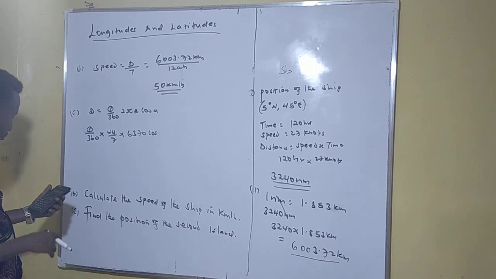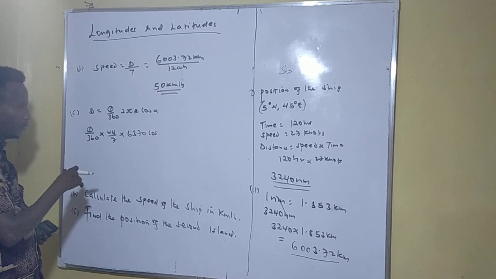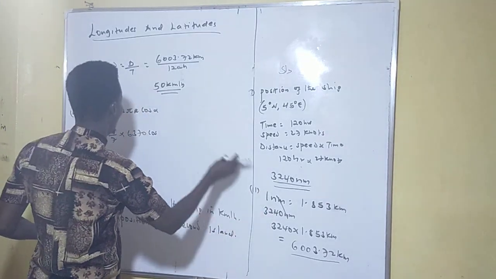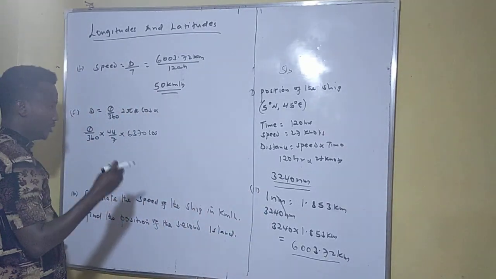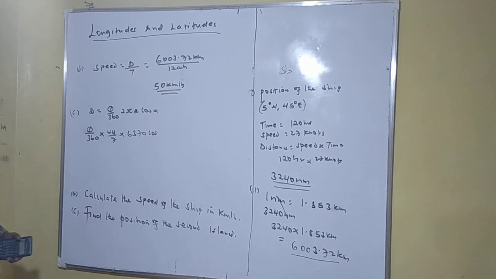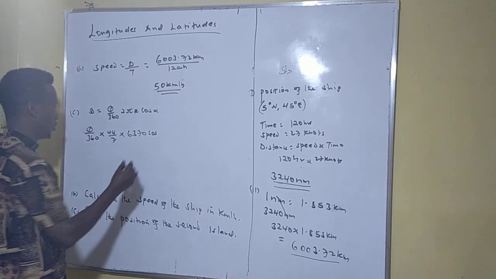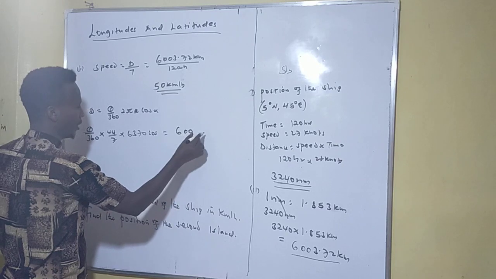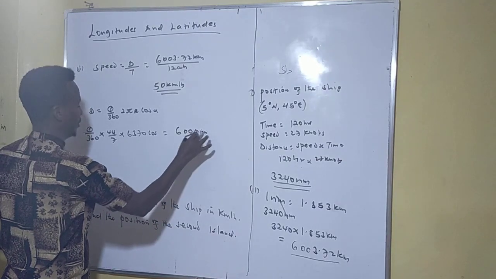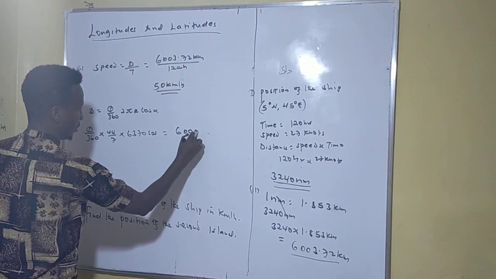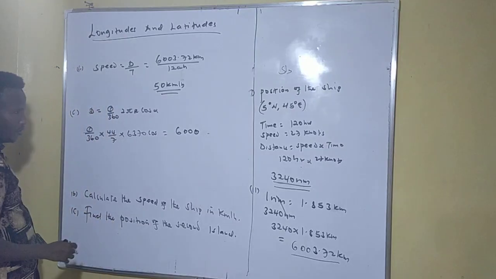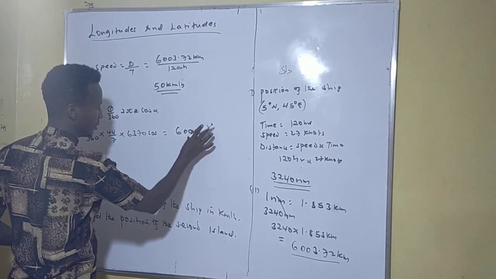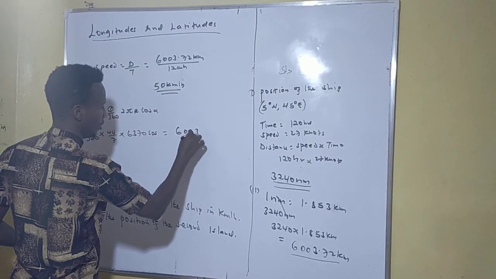I think I'm right. Why? Because you're going to the east. Look here, read the question. They're saying it sails due east, so the latitude is the same. So the distance is equal to 6,000, probably 6,002, or 6,003 kilometers.